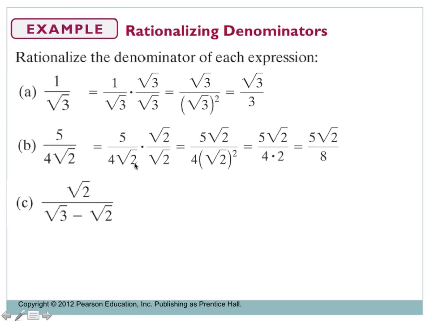Now what you'll notice is you have square root of 2 times square root of 2, so we rewrite that as square root of 2 squared. And then again, this is going to be the same idea as the last one. The square root and the square cancel one another out, so you're just left with 4 times 2, which gives you an 8 in your denominator. So your final answer is 5 root 2 over 8.